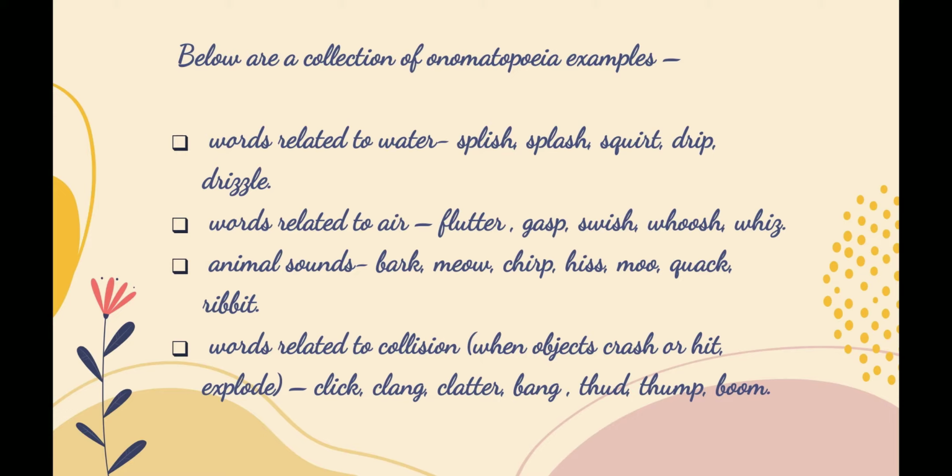Words related to air: flutter, gasp, swish, whoosh, wheeze. Animal sounds: bark, meow, chirp, hiss, moo, quack, ribbit. Words related to collision, meaning when objects crash or hit or explode: click, clang, clatter, bang, thud, thump, boom. So now you can see how we can replace the ordinary words that we usually use so that we can make the sentence sound more interesting for people to listen. This is the main purpose of onomatopoeia, in order to describe the different sounds produced by different things.